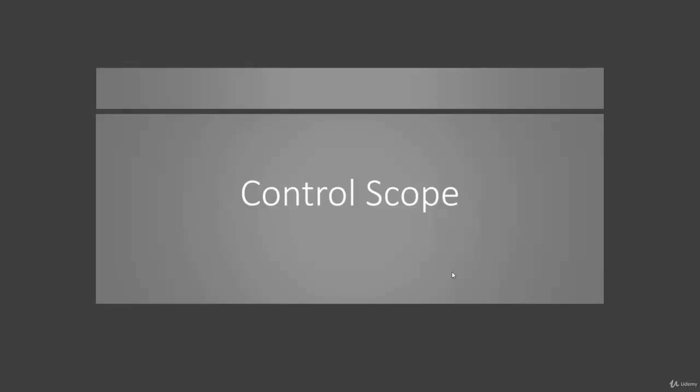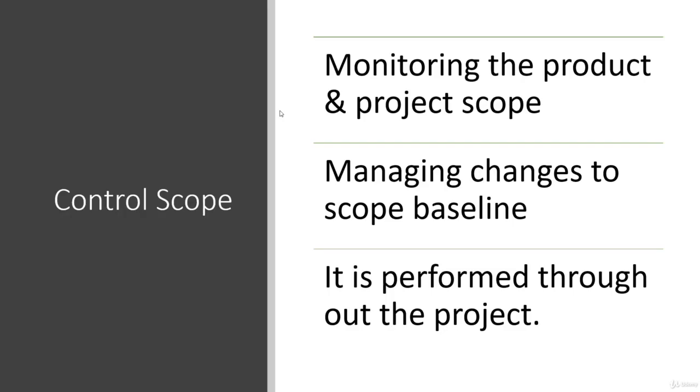Hi, welcome back. So, just as we had an activity for monitoring and controlling the project work, here we have an activity within this knowledge area to control and monitor the scope. So, this control scope is basically performed to baseline the scope. So here we monitor the product and project scope. We manage the changes to baseline, which is the scope baseline here. And it is performed throughout the project.